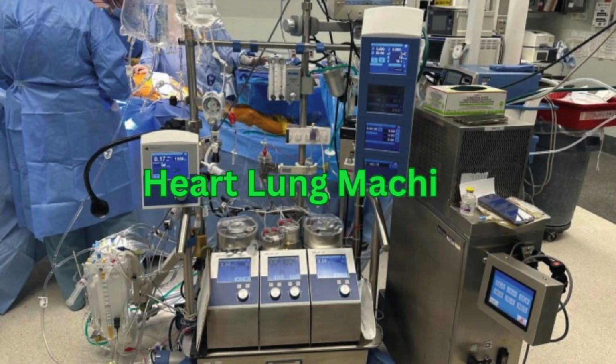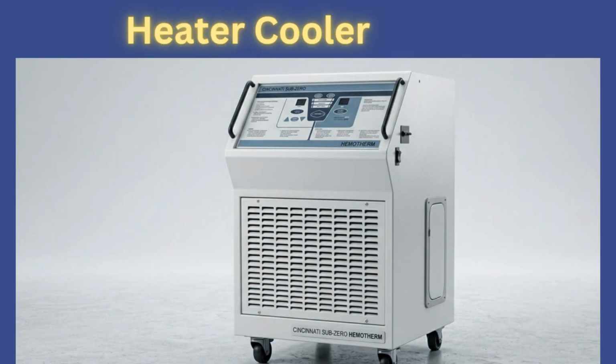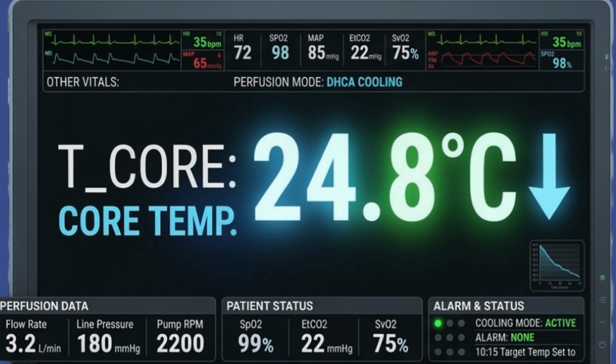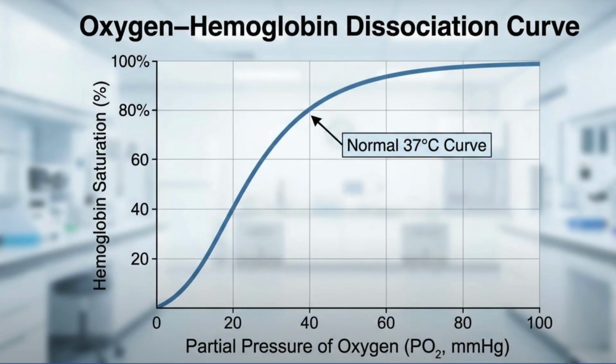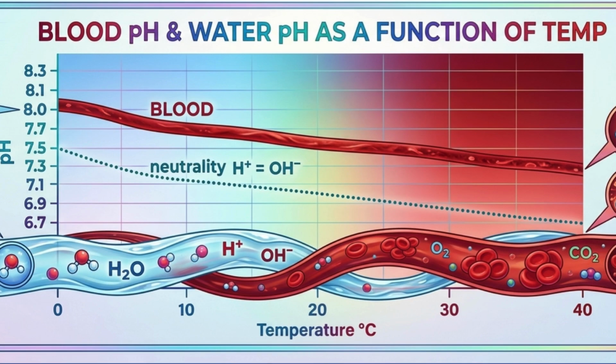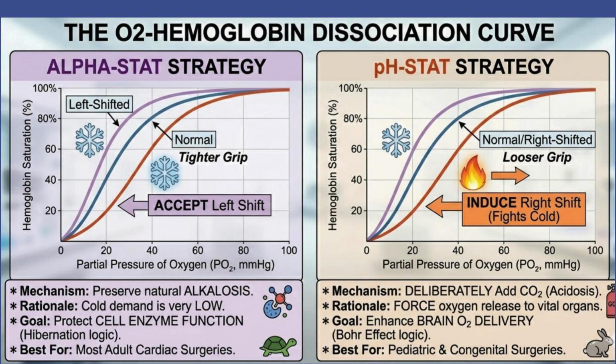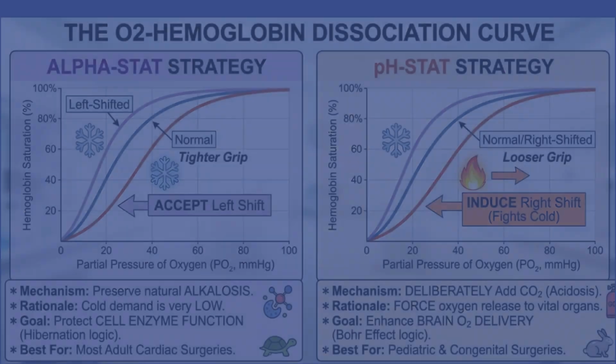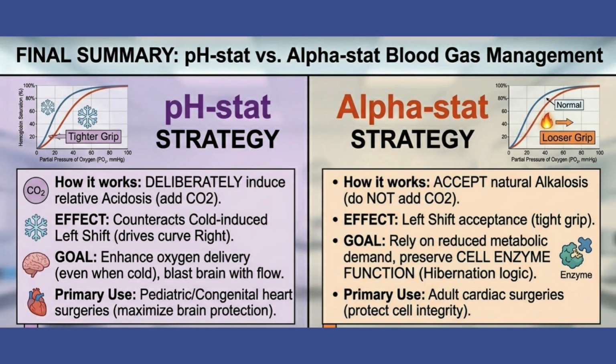On cardiopulmonary bypass, we cool the patient to protect their organs, but cooling creates a physiological dilemma. As temperature falls, blood becomes more alkalotic, carbon dioxide behaves differently, and hemoglobin holds oxygen more tightly. The result: oxygen may be abundant in the blood, yet harder to unload to the tissue. So, do we let physiology take its natural course, or do we intervene and force the blood back to normal? This is the story of alpha-stat versus pH-stat management.